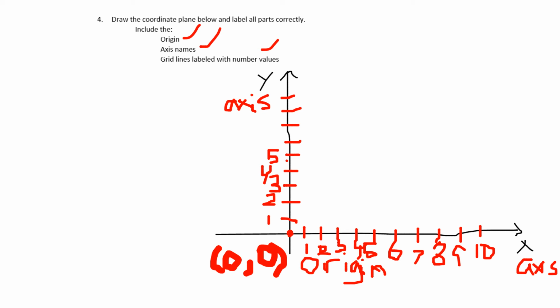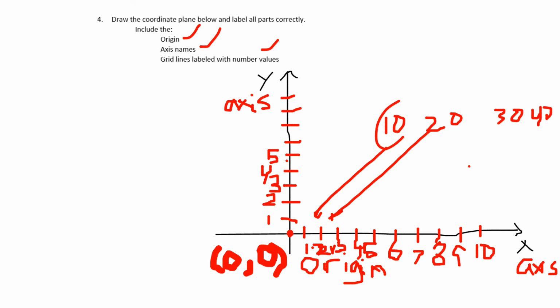So if you start labeling these as 10 and 20 and 30 and 40, then you have to continue 10, 20, 30, 40 for all of these here. You can't just change it halfway through. You can't have this one be 1 and then this one be 20. You have to keep it consistent throughout. But anyway, that is basically what the problem is looking for.